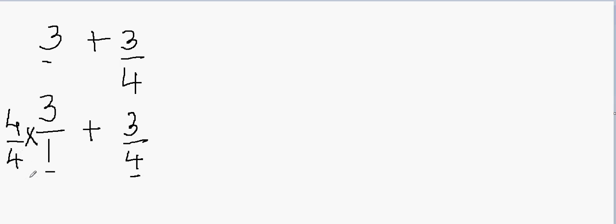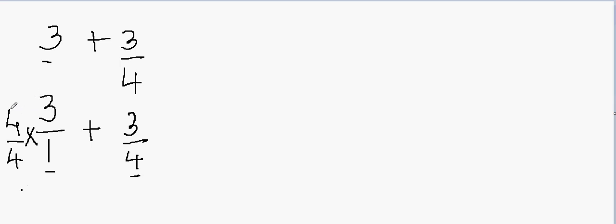Now you can see that 4 times 1 will be 4 and we have 4 here. So when you multiply 4 over 4 into this fraction, you're not changing that fraction, you're not changing the value. Basically, you're just multiplying that by 1 because 4 over 4 is equal to 1.